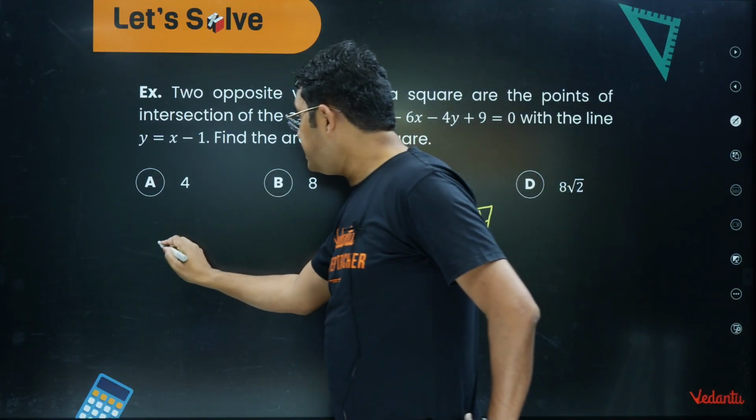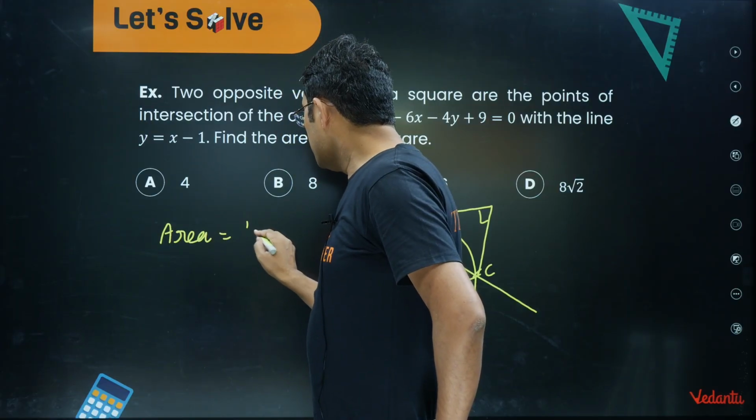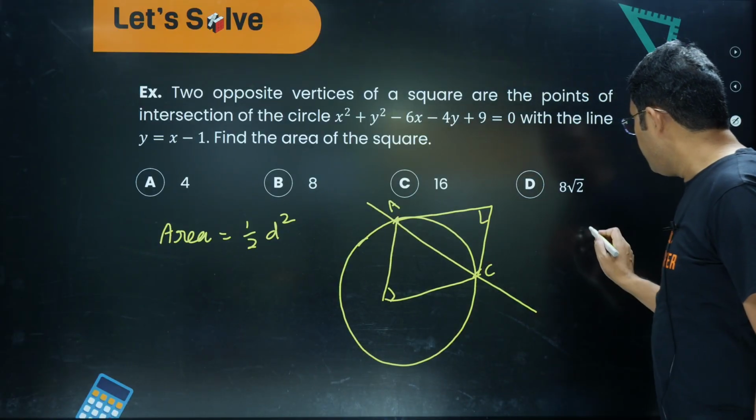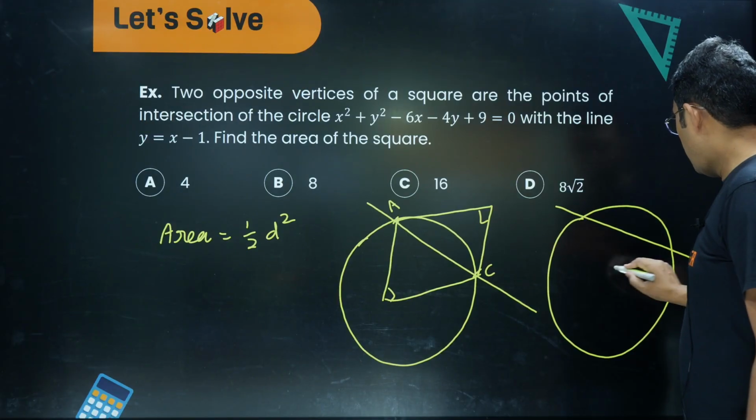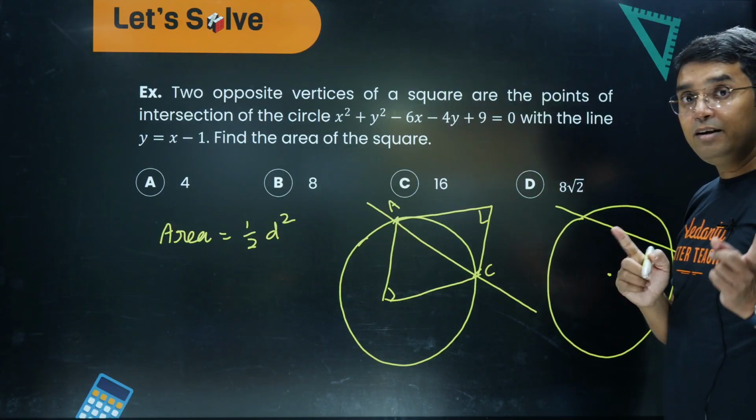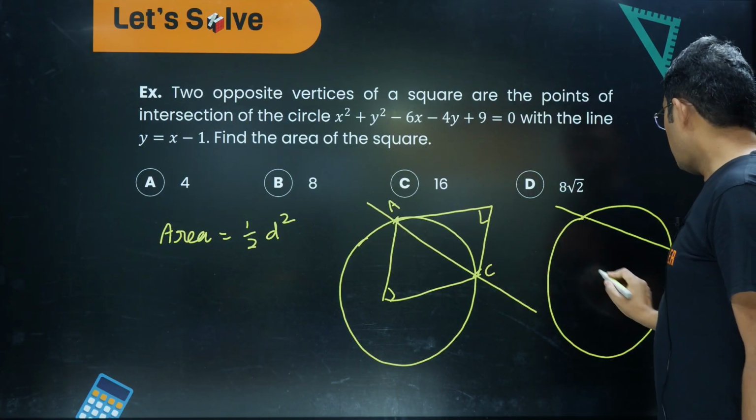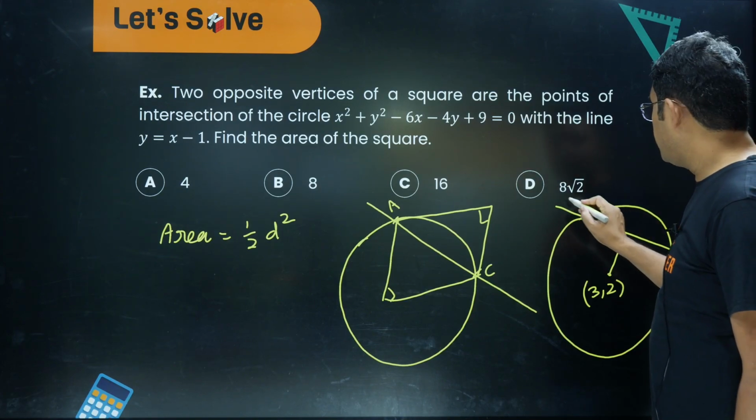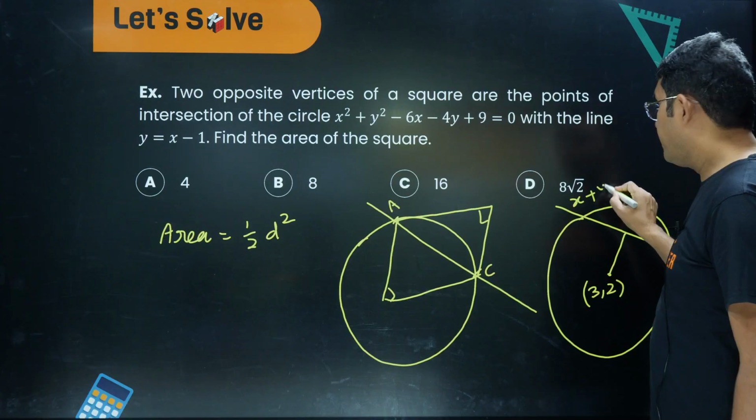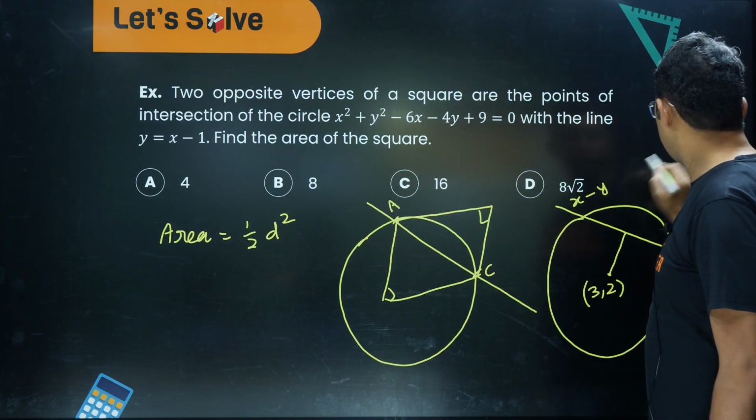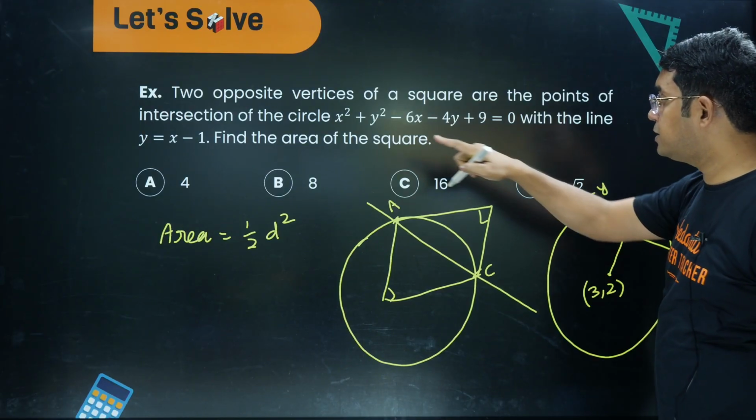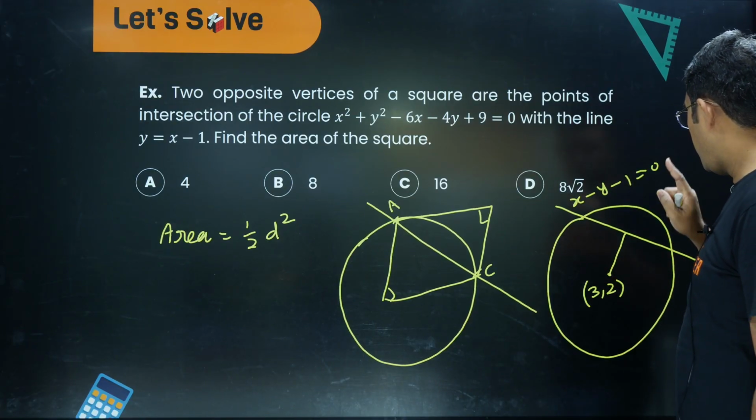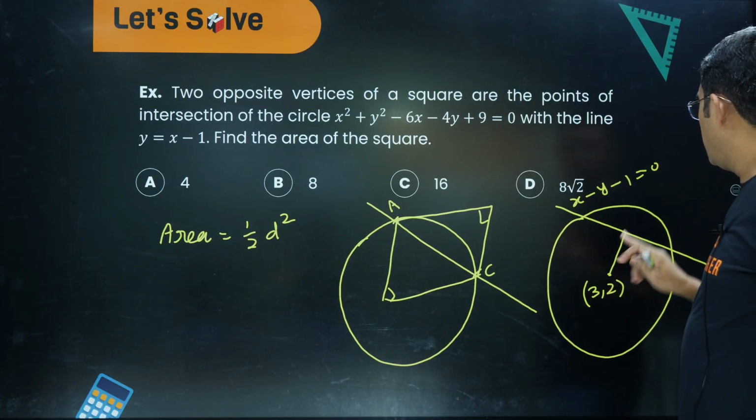Now dear students, in this case, area can be found directly if you know the length of the diagonal, half d square. Okay. Now to find half d square, what we can do? We can check the length of the intercept from the center. I think we did this in question number 1 also. So here the center of the circle is 3, 2. And the line, I think we can write it as x minus y minus 1 equal to 0. Yeah. So if you put 3, 2 here, 3 minus 2 is plus 1 and minus 1, 0.